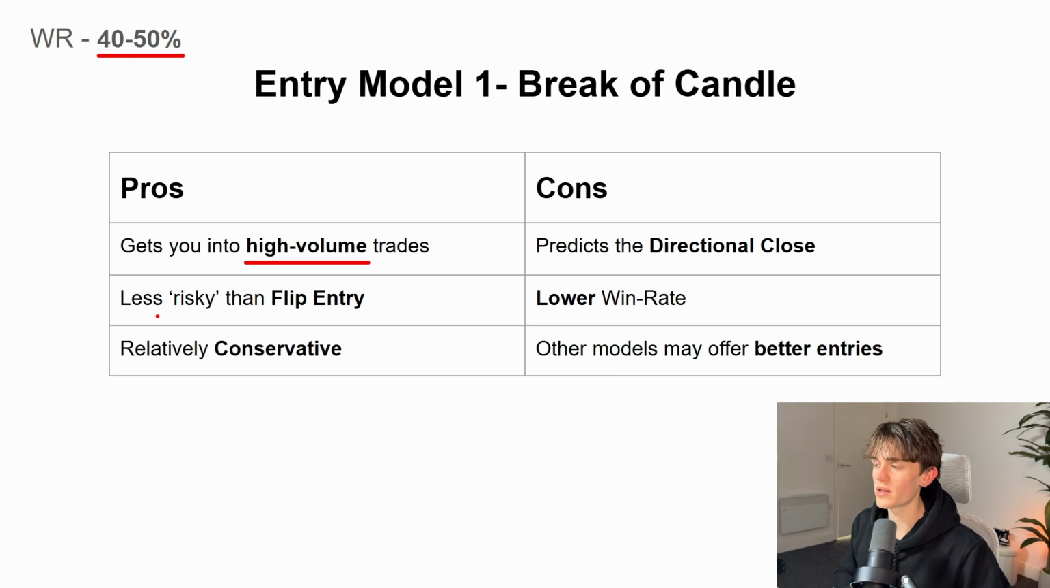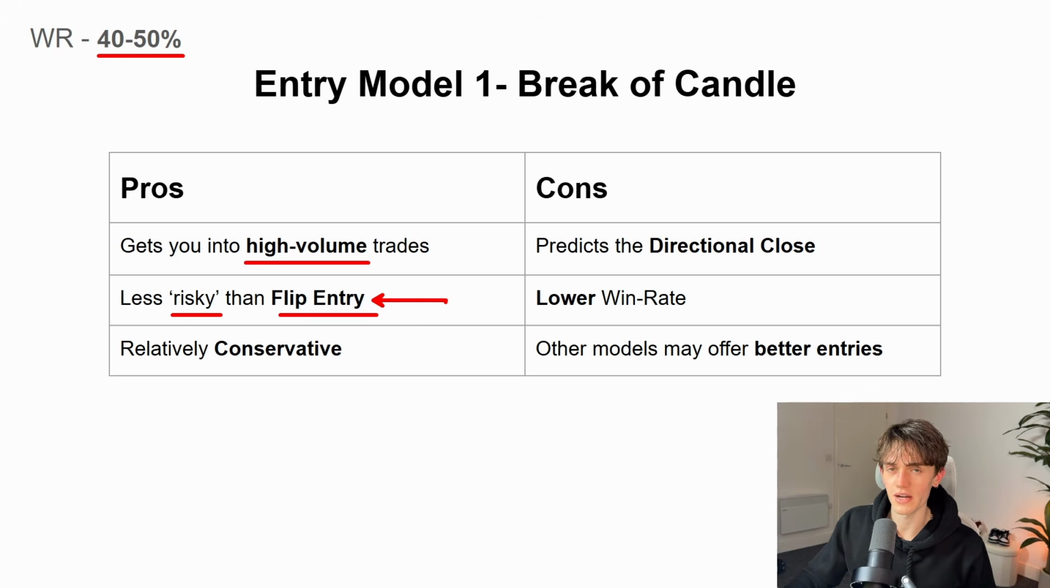Now, if you remember, in terms of how conservative it actually is, it is still going to be less risky than the flip entry. Now, the flip entry does provide better risk to rewards per trade, but I'll get onto that a little later. And then, like I just said, it is relatively conservative.